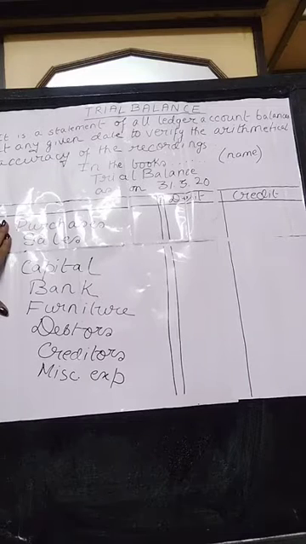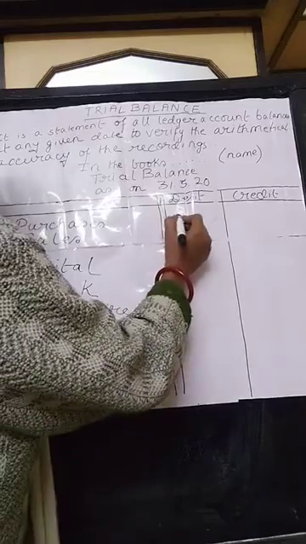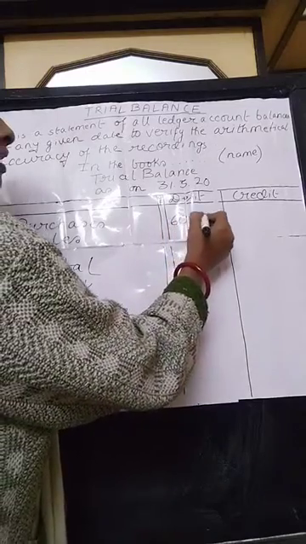Suppose you are given ledger balances of purchases account. So purchases account, suppose 60,000 is given. You have to identify what kind of account purchase is. Purchase means cash is going out. It is an expense. So the purchase amount will definitely come on the debit side. So 60,000 you have to write on the debit side.